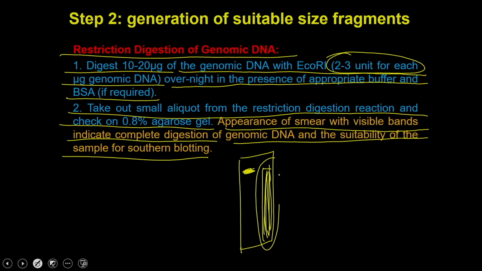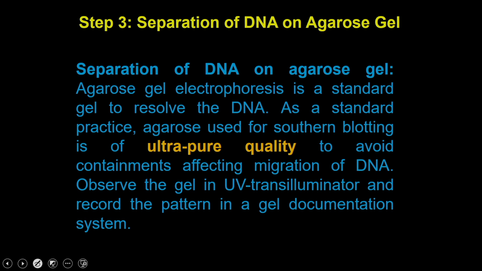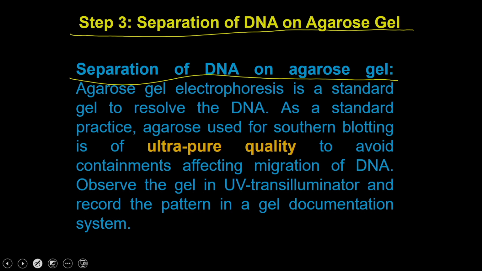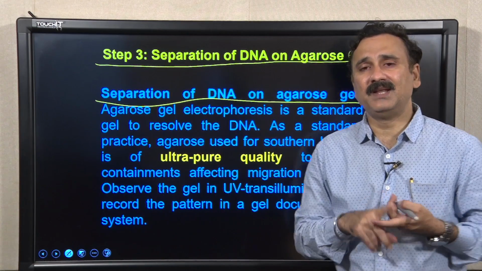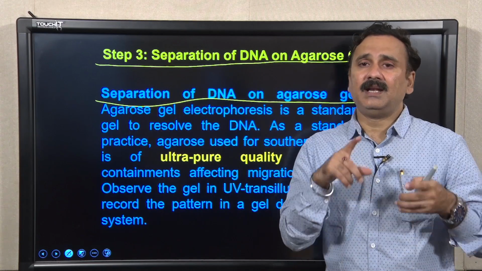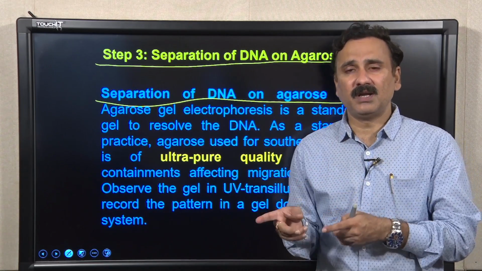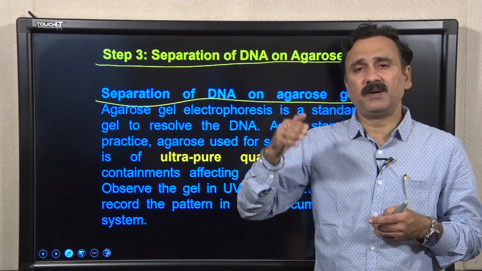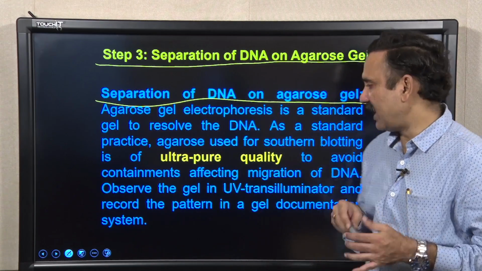So once you are done with this, you can go to step 3 and you can resolve this genomic DNA onto the agarose. So step 3 is the separation of DNA on the agarose gel. This is a standard agarose gel that you are going to use in your lab, with the exception that the agarose and the buffer that you are going to use have to be of very high quality, which means first of all they are supposed to be free of DNases as well as RNases, and the agarose should be of very high quality, so that it gives you a proper separation of all the DNA fragments.